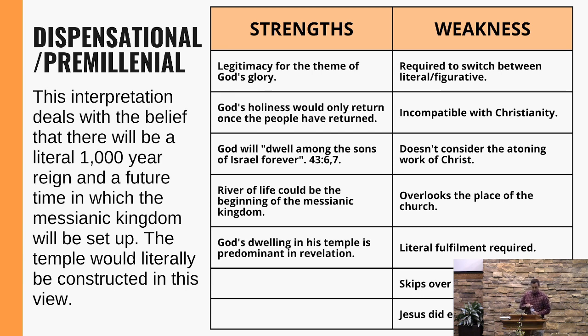The river is mentioned in Genesis, it's mentioned in Revelation, it's also mentioned in Ezekiel. And God's dwelling in his temple is predominant and is a part of the end-time descriptions in Revelation. And so there is some idea then that the dispensational or premillennial approach is the approach that we have to take. But there are, I think, rather glaring weaknesses to this approach.